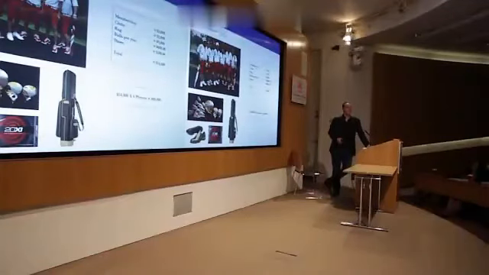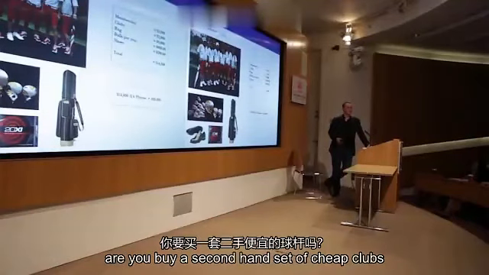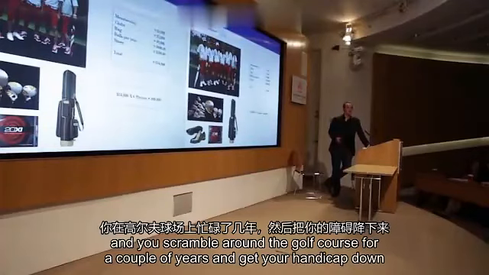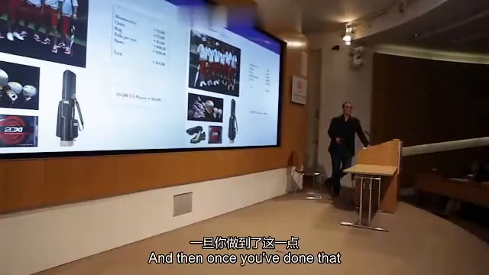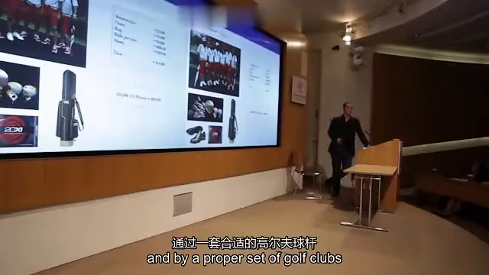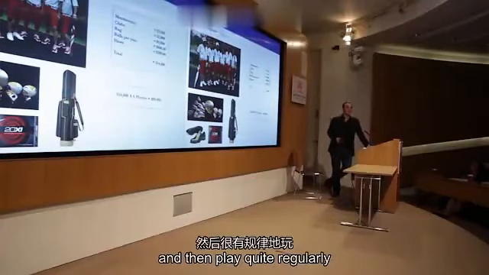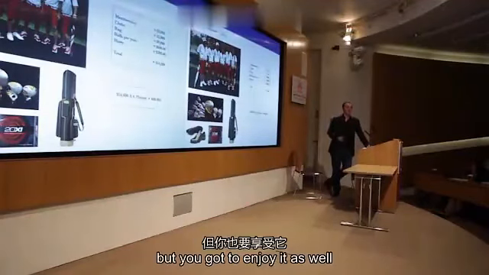Once you can hit the ball, you then go to the golf course and you buy a second-hand set of cheap clubs. And you scramble around the golf course for a couple of years and get your handicap down to a respectable level. And then, once you've done that, you go and invest in yourself and buy a proper set of golf clubs, buy some proper clothes, shoes, and then play quite regularly. But you've got to enjoy it as well.